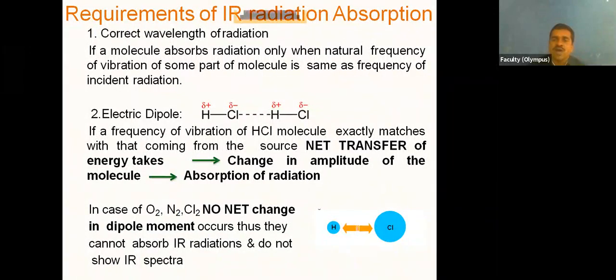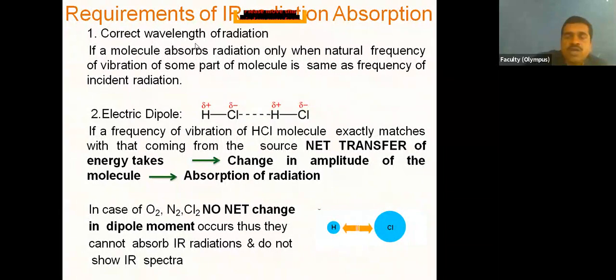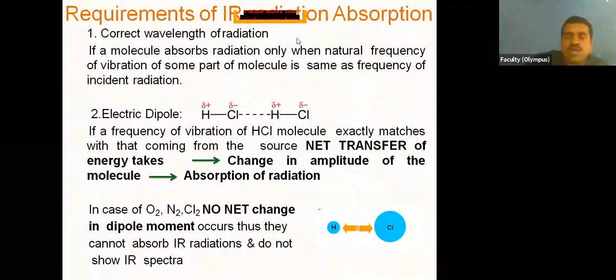Also, if the radiations have a frequency equal to a bond vibration, then those radiations will get absorbed, and the remaining radiations, which are not equal to such vibrational frequencies, are transmitted as they are. So, if the radiation we have given to that molecule does not have frequencies equal to any part of that molecule, then such radiations are not absorbed. All radiations are transmitted. So, the necessary condition is that the radiation should have the correct wavelength or frequency.